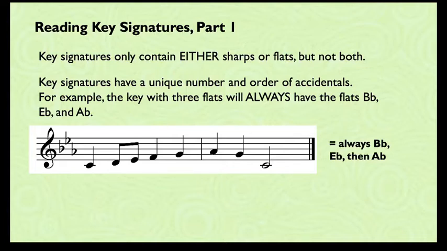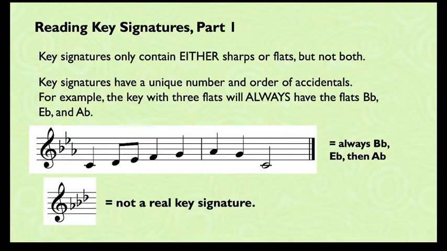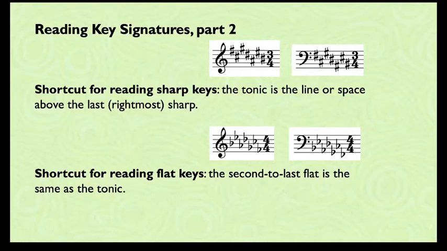So, for example, a key with 3 flats will always contain the flats B flat, E flat, and A flat, and not any others. This isn't a real key signature. There's no diatonic scale in any mode that contains the notes A flat, B flat, and D flat, and no other flats.